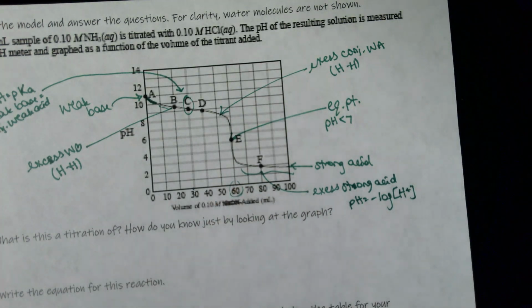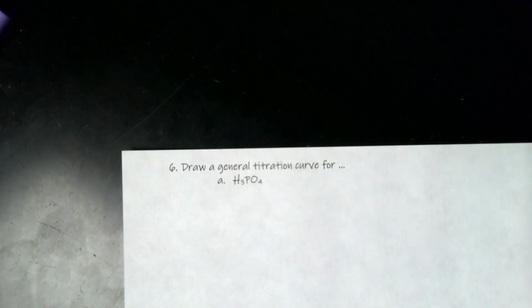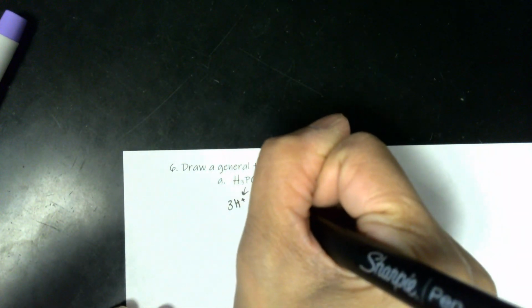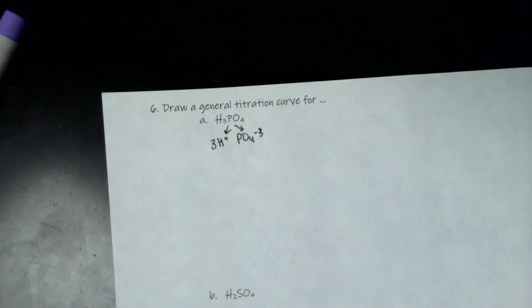All right, I know this is a lot. There's a lot in here. But if we can read and interpret these graphs, it makes life a lot easier. Kind of flipping over to another thing. Here, we have something a little different. So we have 3 H plus for every 1 PO4 minus 3. And this is, again, you knowing your polyatomic ions fairly well.